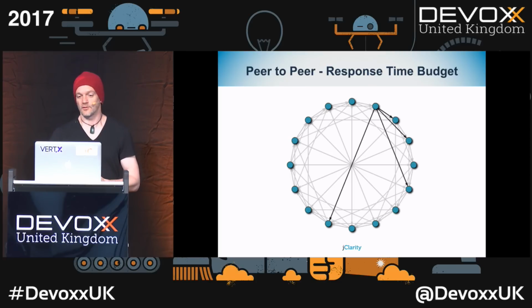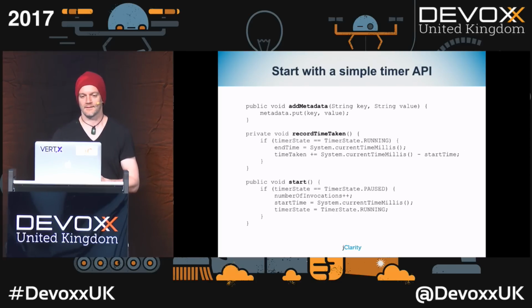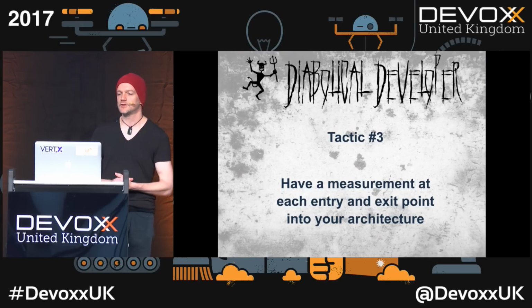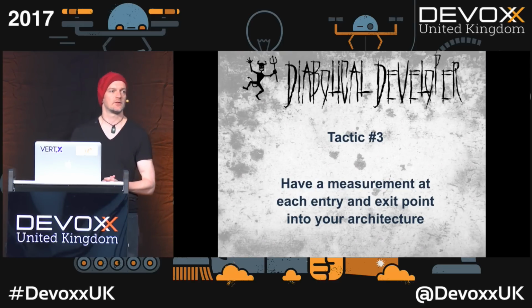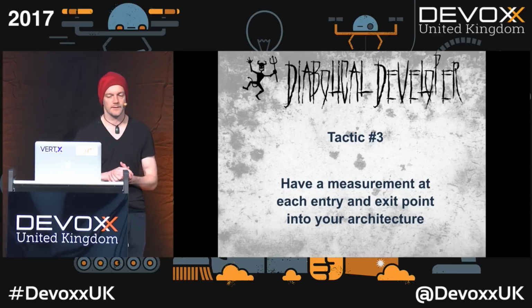Which is another way of saying: don't do microservices, just stick to the old school way of doing things, much easier. You can even write your own simple timer API, but there are actually lots and lots of tools and libraries out there. You can just do a Google search. So, tactic number 3, make sure you have an actual measurement in and out of each point in your architecture. Otherwise, you're going to be completely lost. You'll never even find the haystack, let alone the needle in the haystack.